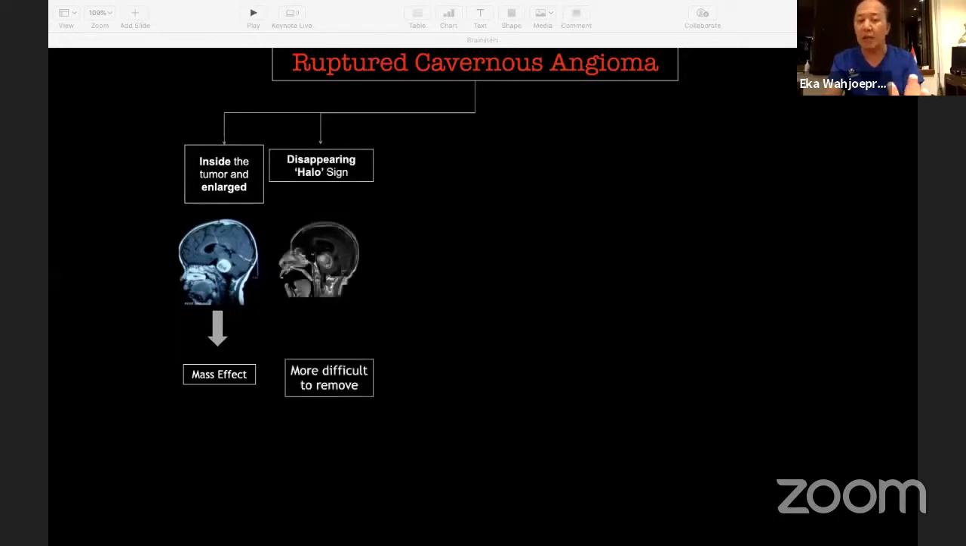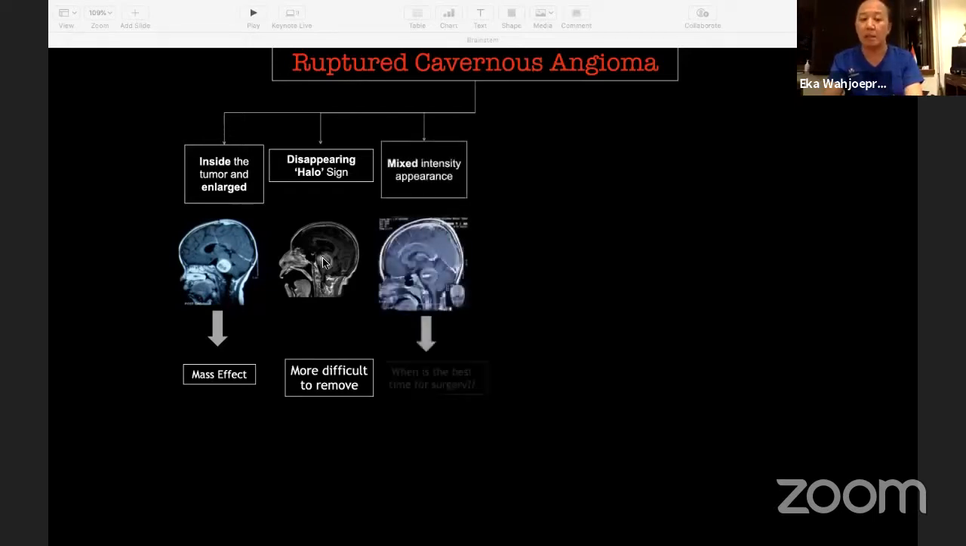So again, halo sign. This is a case of another patient who came to me already 3 months after bleeding, meaning the halo sign had disappeared. You can see here, this is becoming not clear. Of course, surgery is still the answer, but the tactic is completely different and much more complicated because everything is reattached to the normal brain tissue. This is the mixed density appearance. You can see layers here, meaning bleeding a couple of times. This debilitating multiple hemorrhage is an indication to do surgery.